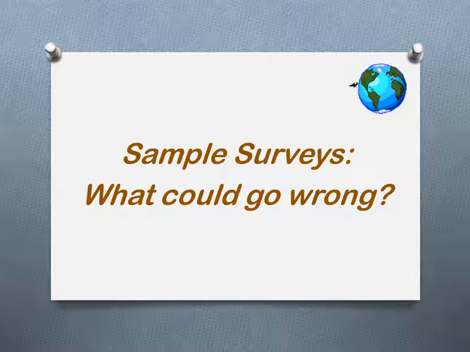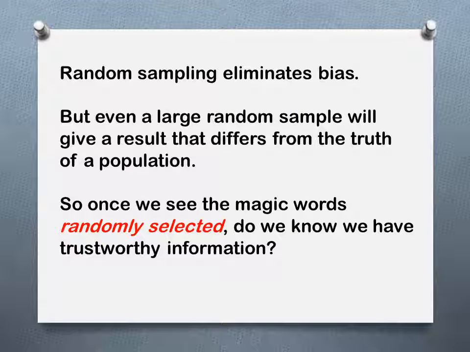Today we want to look at some of the things that can go wrong when taking a sample survey. Random sampling eliminates bias, but even a large random sample will give a result that differs from the truth of a population. So once we see the magic words "randomly selected," do we know we have trustworthy information?